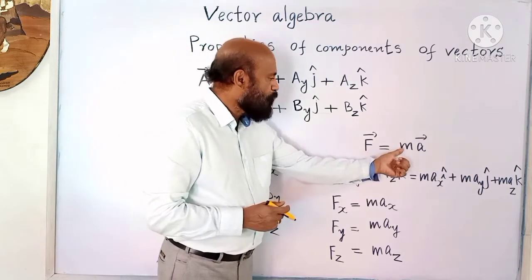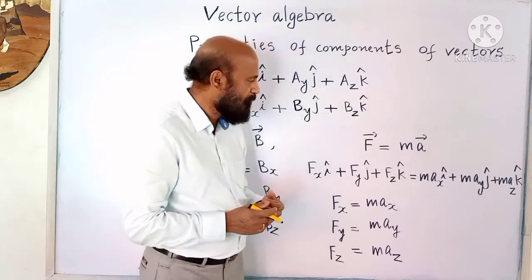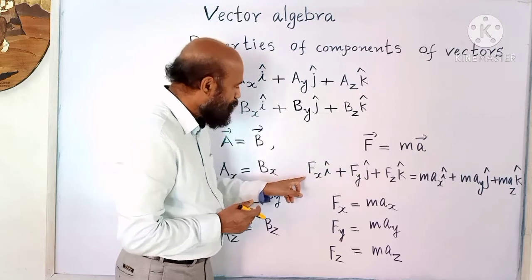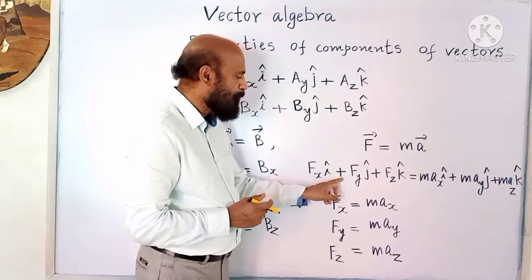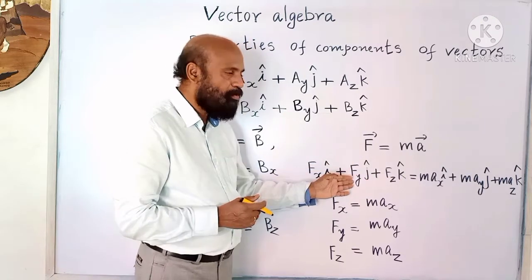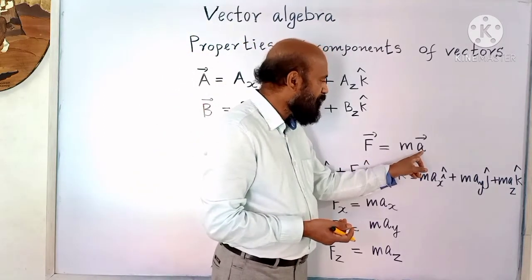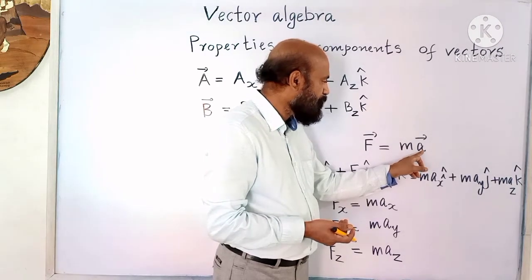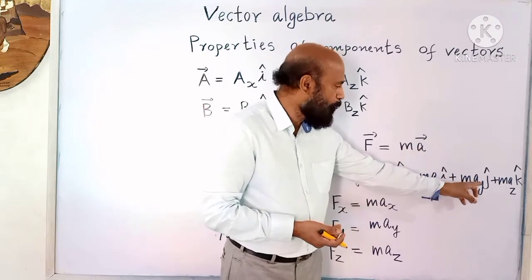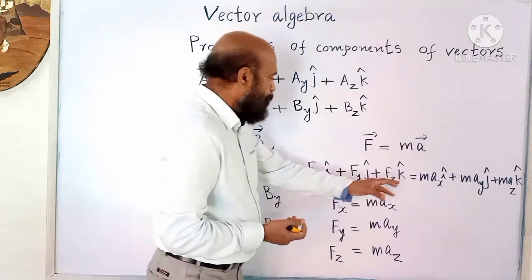F vector is equal to m a vector. Force is equal to mass into acceleration. So you are familiar with this relation. Force can be expressed in the component form fx i cap plus fy j cap plus fz k cap. There are three components: x component, y component and z component. Mass is a scalar quantity. Acceleration is a vector quantity. Acceleration can be expressed in the component form, so m ax i cap plus m ay j cap plus m az k cap.